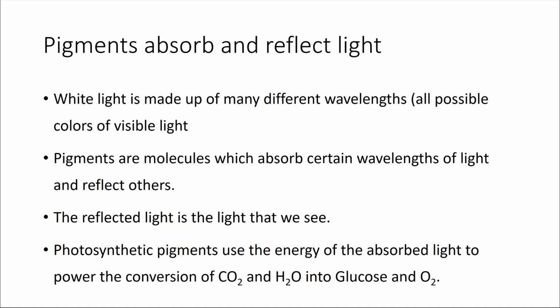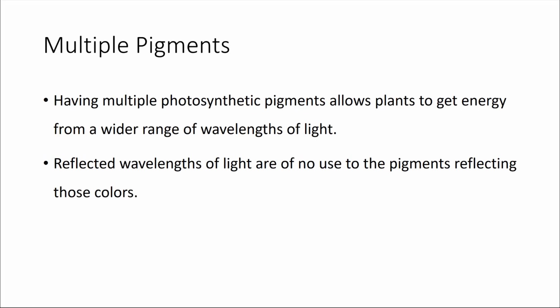Photosynthetic pigments use the energy of the absorbed light to power the conversion of carbon dioxide and water into glucose and oxygen gas. Most plants have multiple photosynthetic pigments, and having multiple pigments allows plants to get energy from a wider range of wavelengths of light. Reflected wavelengths of light are of no use to the pigments reflecting those colors. When we look at a leaf and see the green color, that should tell us that those pigments are absorbing all of the colors except for green. Green light is not used in photosynthesis, but the other colors are.